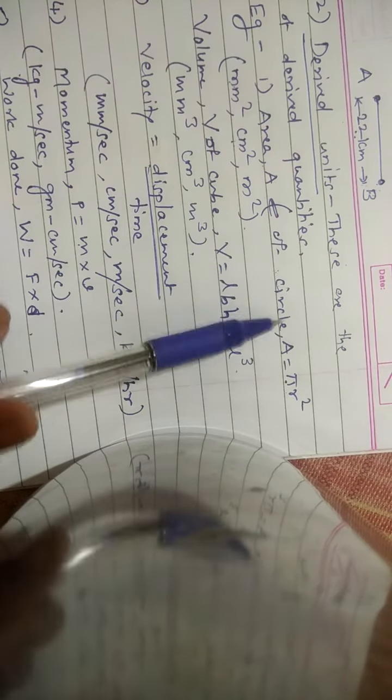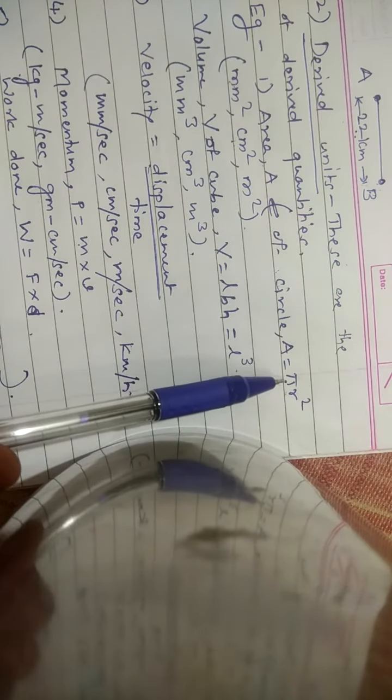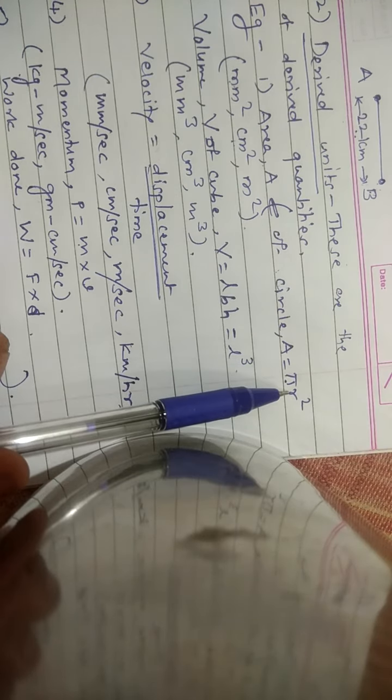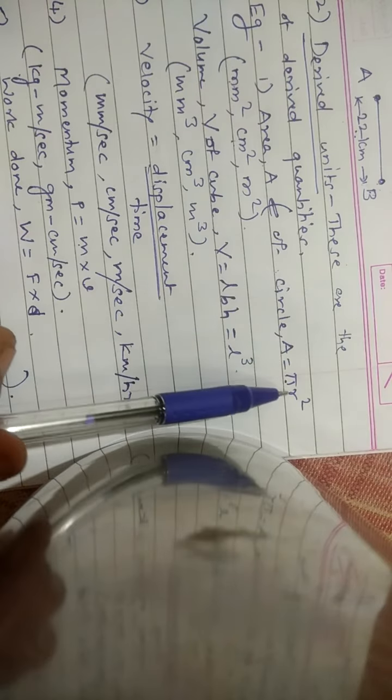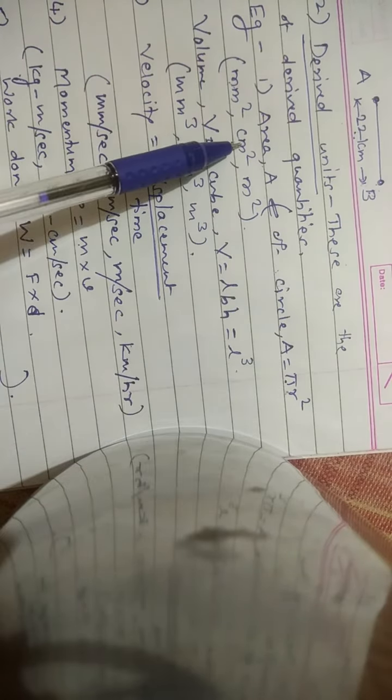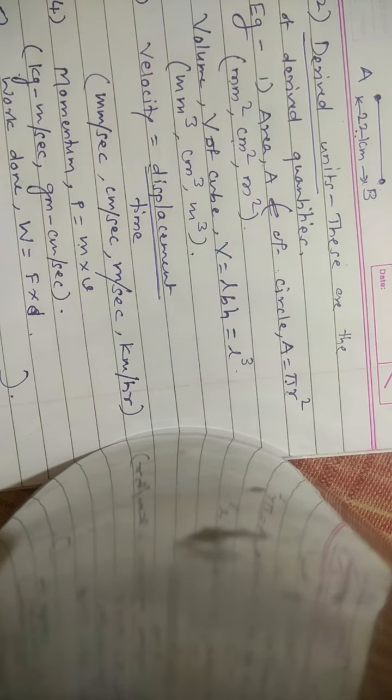Okay, so area of circle is pi r square. Pi, as you know, 3.14 is a constant, or 22 by 7. So radius, if you measure it in millimeters, it is square of that, so millimeter square. Radius, if you measure it in centimeters, it will be centimeter square. If you measure it in meters, it will be meter square, right?